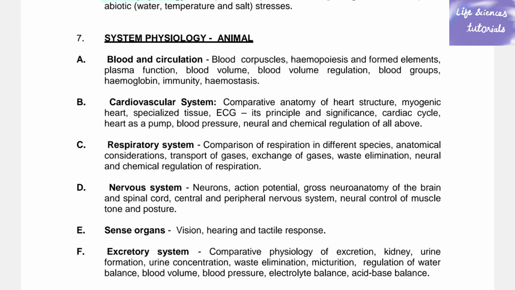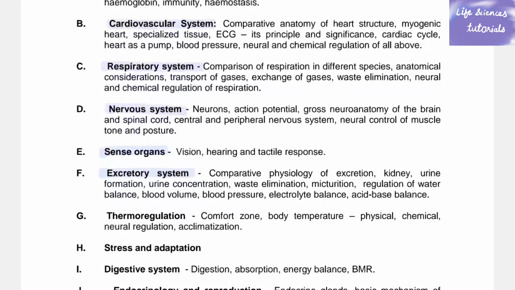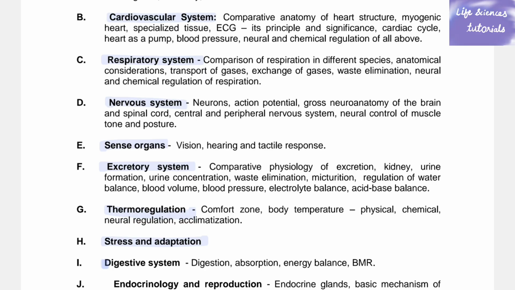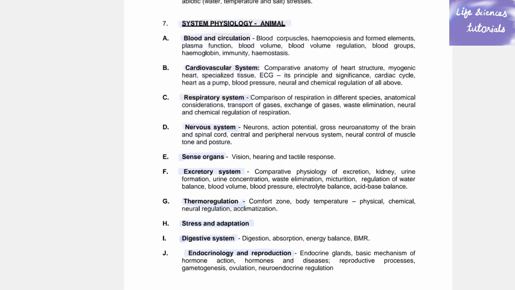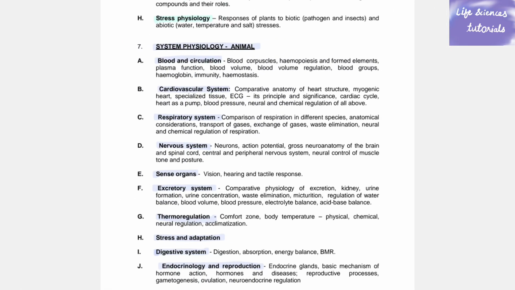Next, we have system physiology, animals, I think animal physiology. So different systems in detail. Okay, so blood circulation, cardiovascular system, respiratory system, nervous system, sense organs, excretory system, thermoregulation, we have stress and adaptation, digestive system, endocrinology, and reproduction. These are all the important topics from the animal physiology unit.